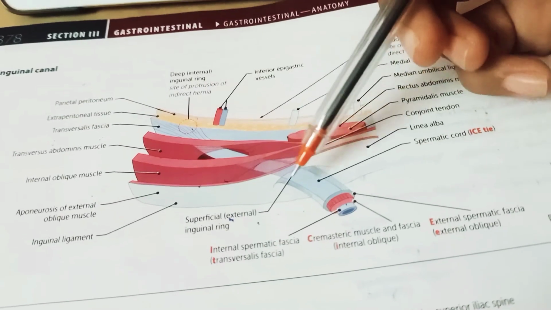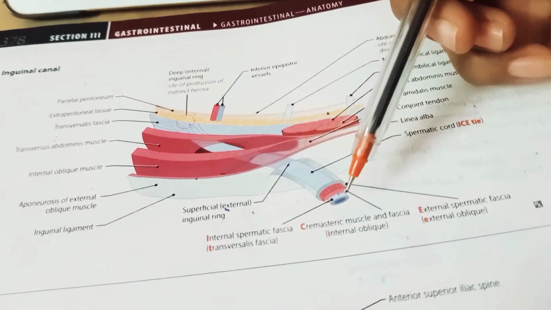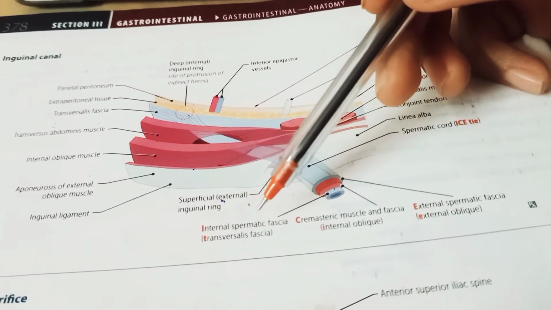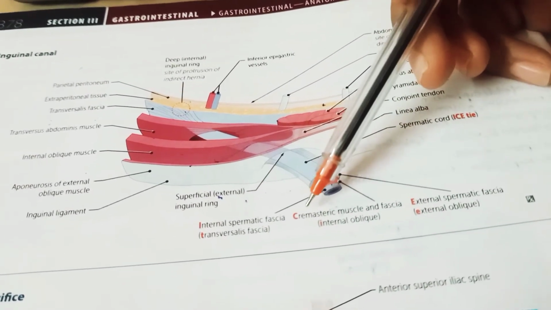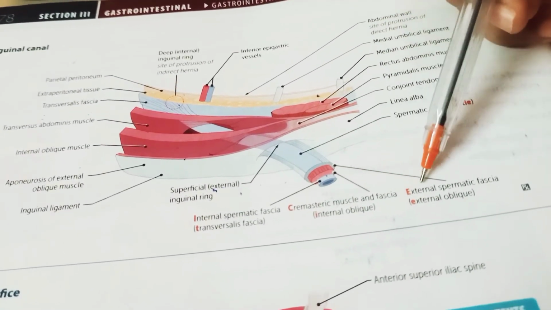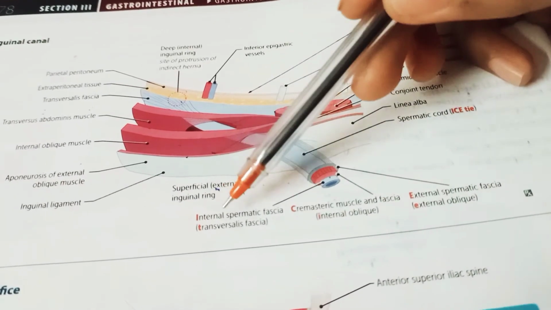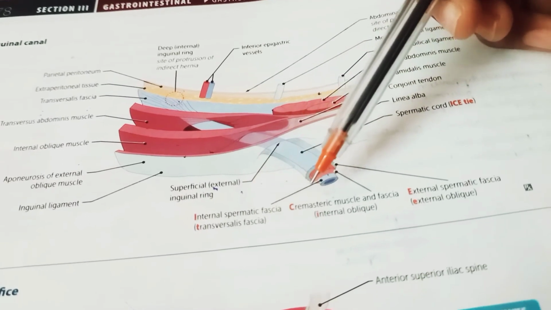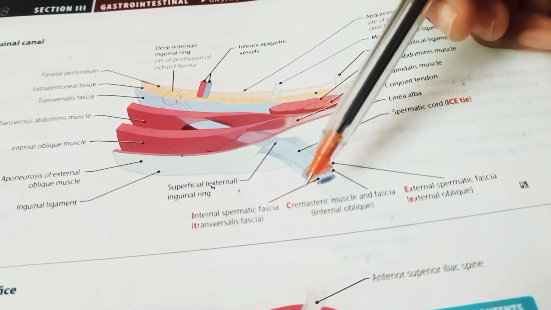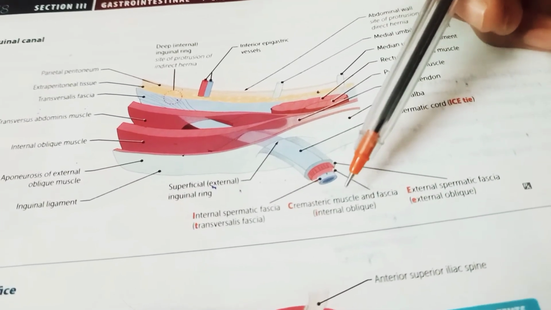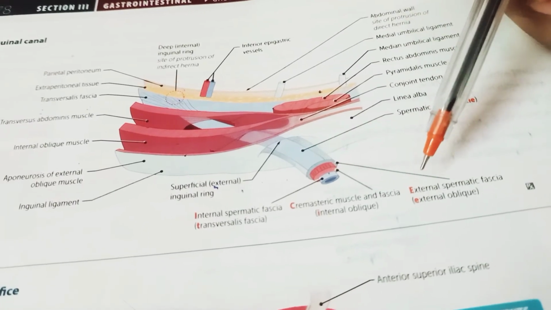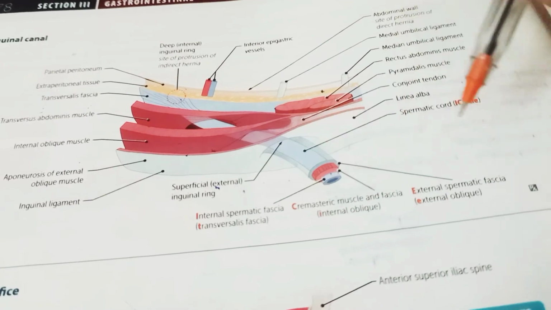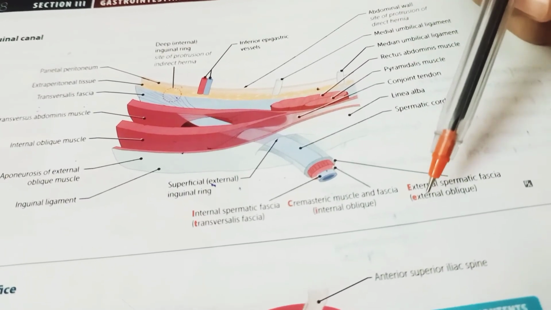Actually these are the normal structures passing through the inguinal canal, which you can remember as ICE. Why? Because it has internal spermatic fascia, cremasteric muscle and fascia, and external spermatic fascia. Internal spermatic fascia has transversalis fascia along with it, cremasteric muscle and fascia has internal oblique muscle with it, and external spermatic fascia has external oblique muscle with it.